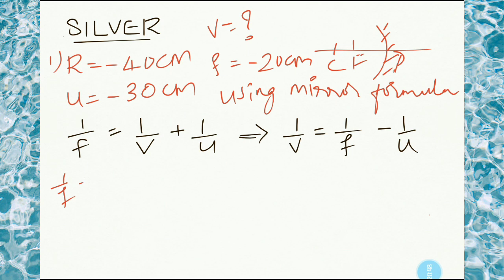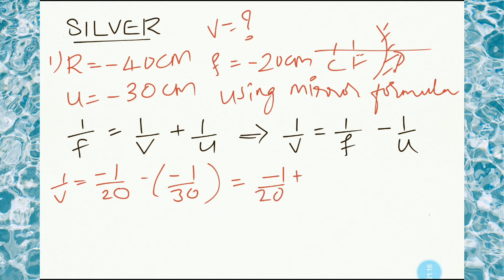1 by v equal to 1 by f minus 1 by u. What is 1 by f? It is nothing but 1 by minus 20. So I can write minus 1 by 20. Minus, again, here what is u? Minus 30. Minus 1 by 30. So simply I can write this as minus 1 by 20 plus 1 by 30. Because minus into minus is plus.